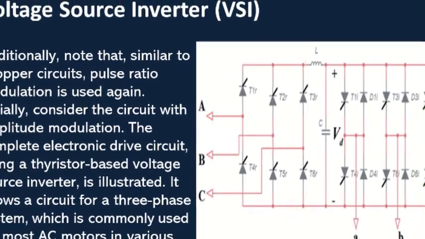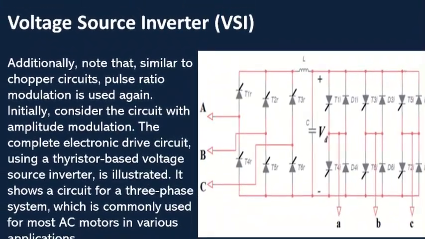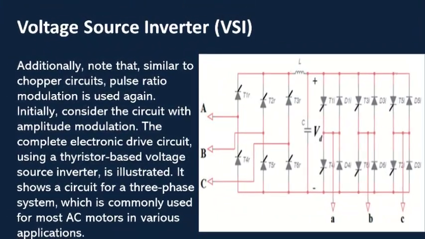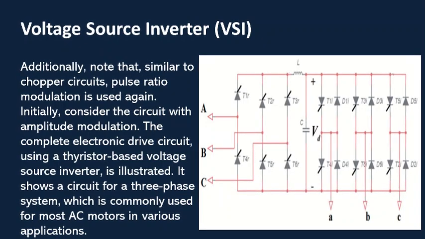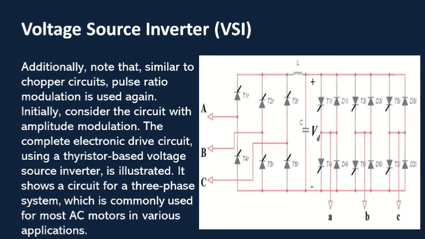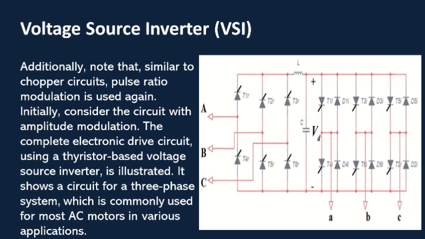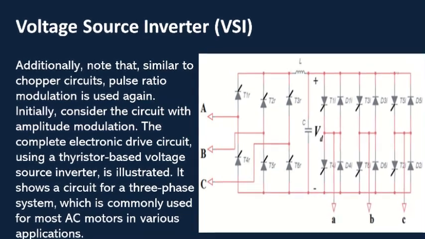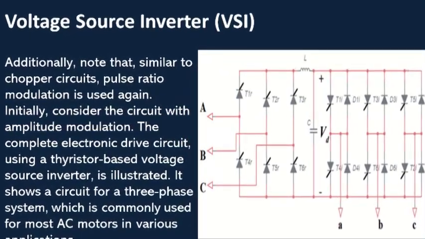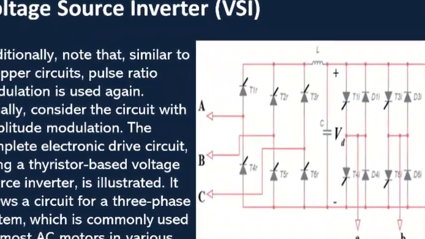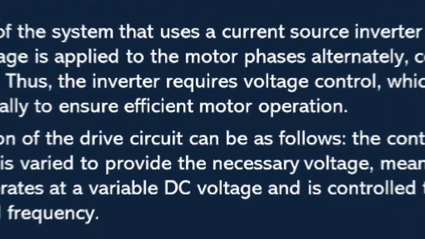Furthermore, it is important to mention that pulse ratio modulation, akin to chopper circuits, is utilized once more. To begin with, examine the circuit employing amplitude modulation. The entire electronic drive circuit, which incorporates a thyristor-based voltage source inverter, is depicted. This diagram represents a three-phase system, a standard configuration for most AC motors in numerous applications.